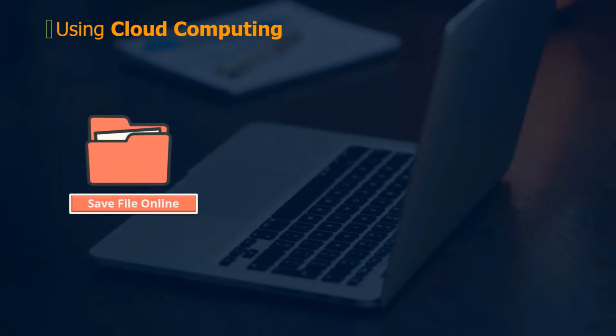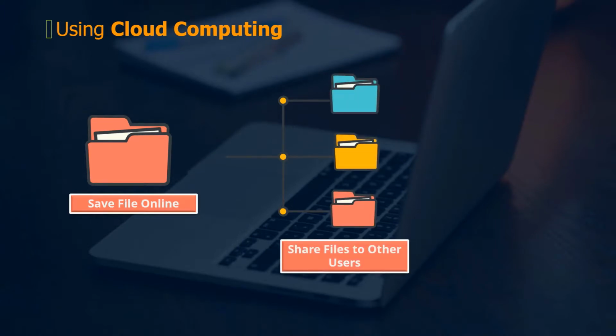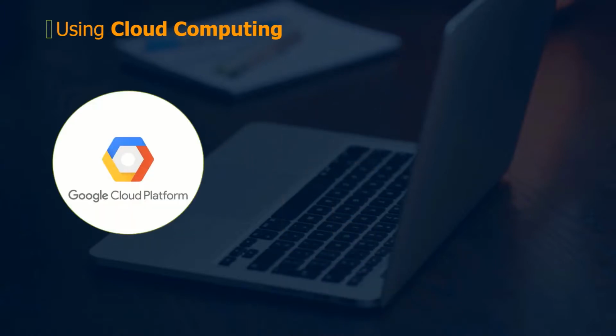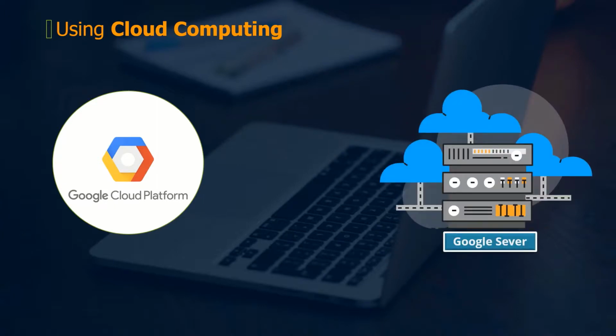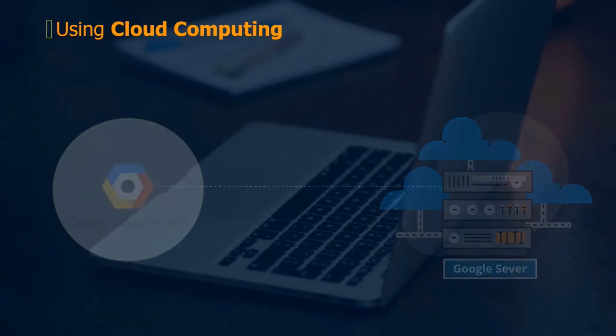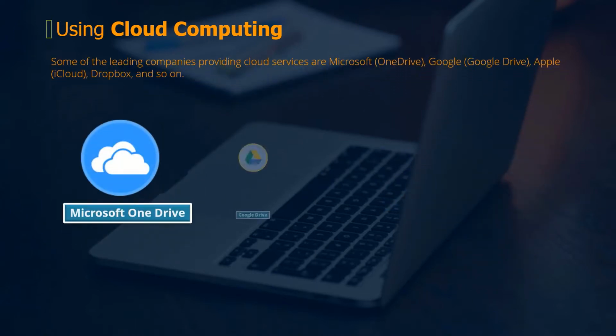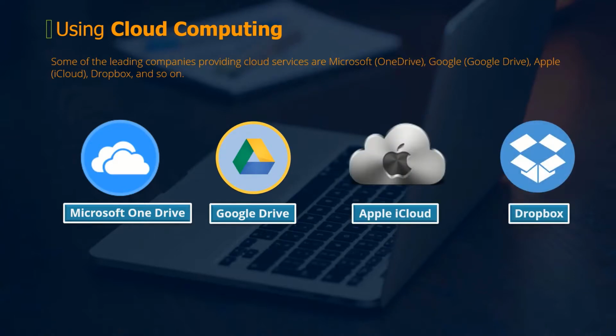You can save your files online using cloud applications and later on share them with other users or choose to work together simultaneously using one of the integrated cloud services. When you use a cloud service, your data is stored remotely on a server that is managed by the company whose cloud service you are using. Therefore, in case of Google Cloud, your data is stored on a Google server and not on your local hard drive. Some of the leading companies providing cloud services are Microsoft, Google, Apple, Dropbox, and so on.